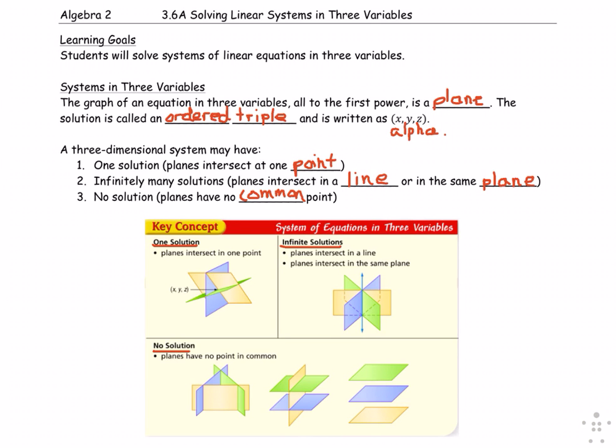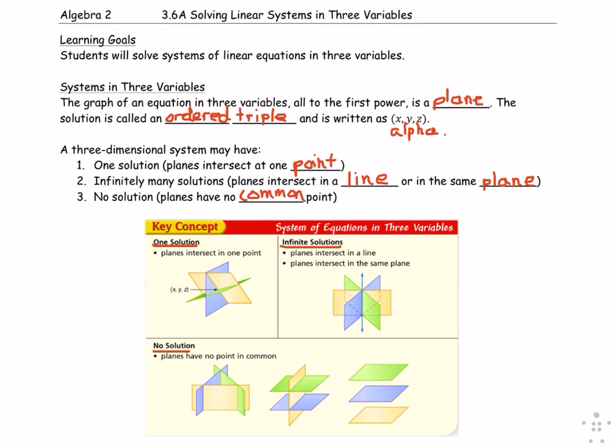Solving linear systems in 3 variables is similar to solving linear systems in 2 variables. You use substitution and elimination, but you will need to use a little more strategy. Before we go into the algebra, I want to talk about the visual with the graph of what it looks like when you have the different cases of solutions.